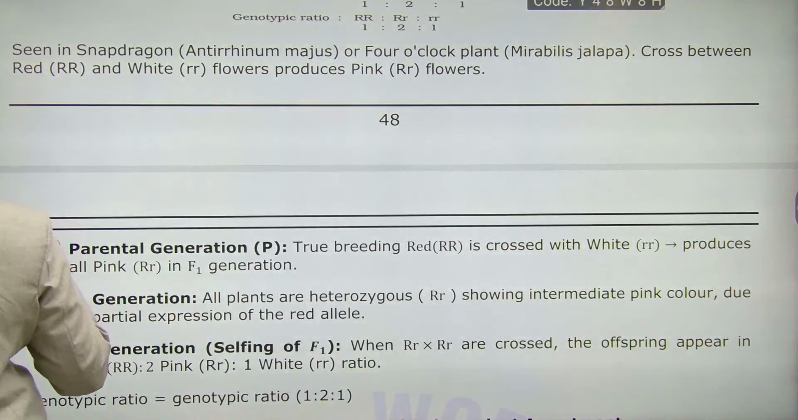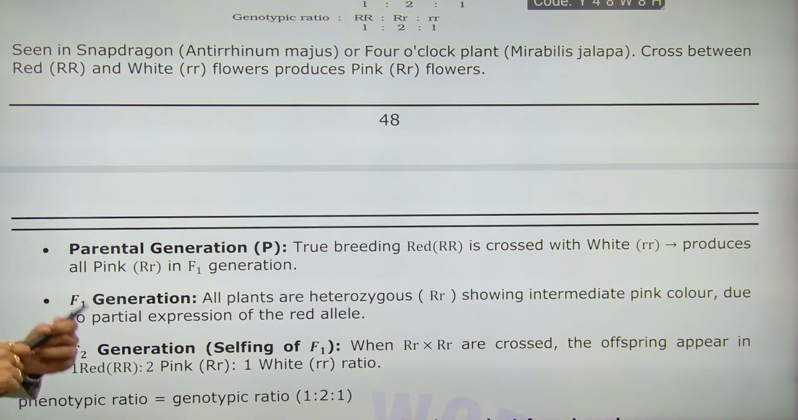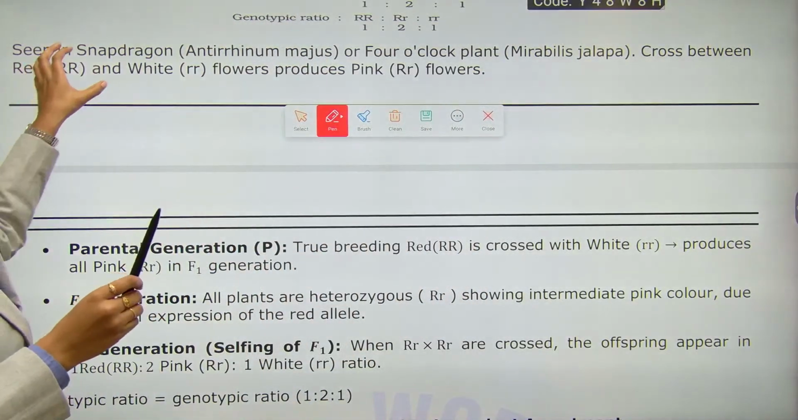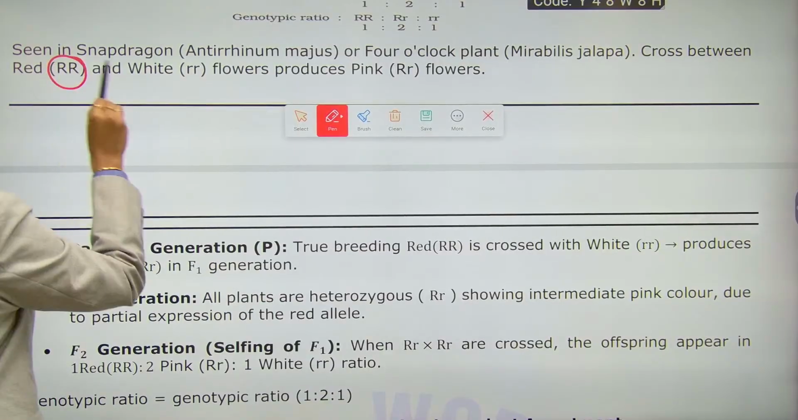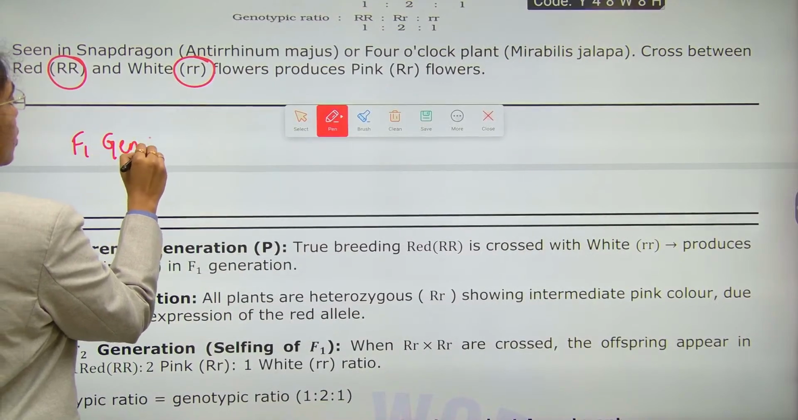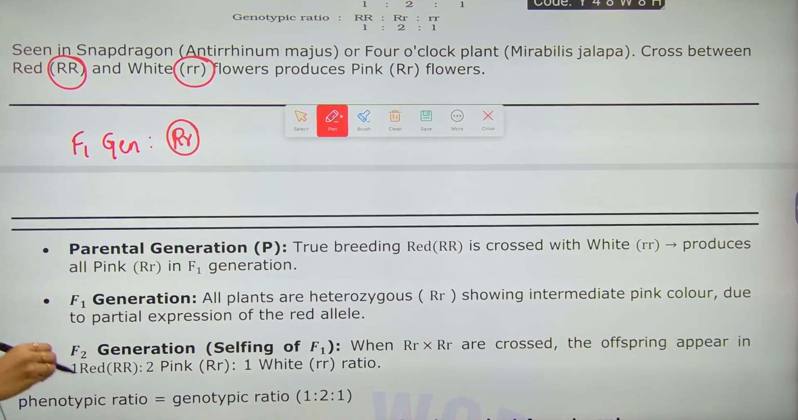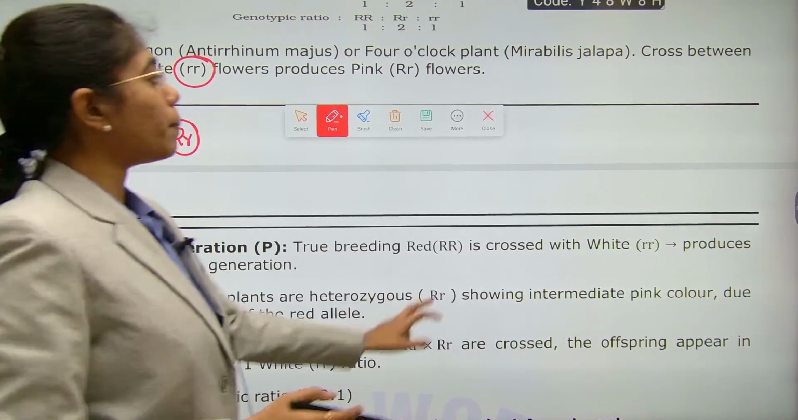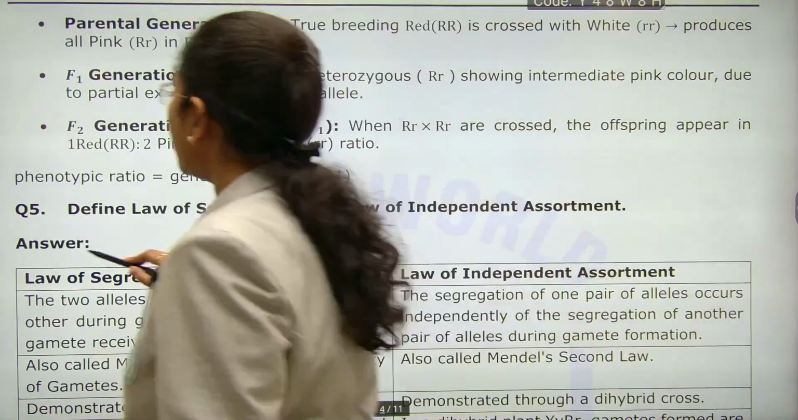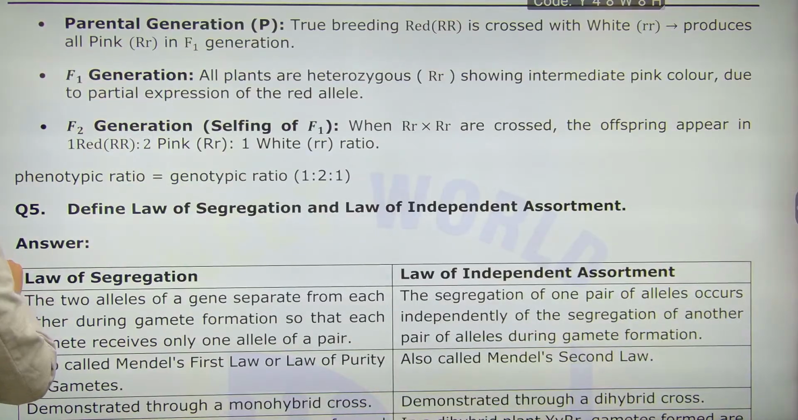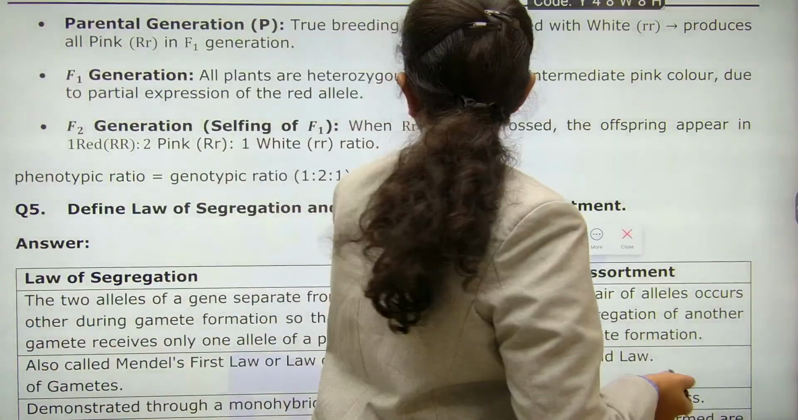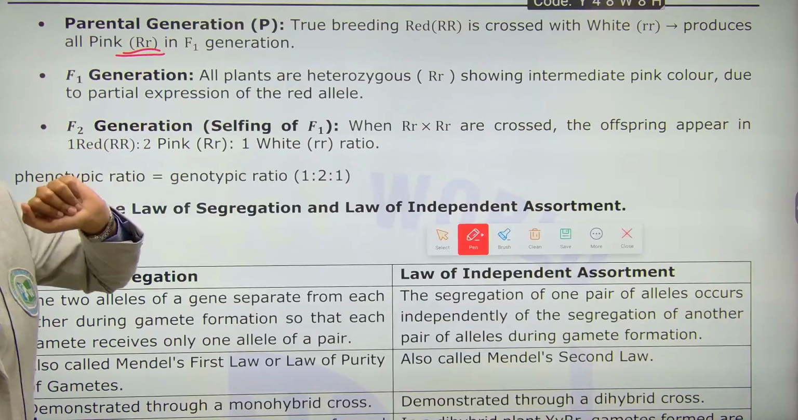Okay. So what is the model organism used to prove incomplete dominance? Flower color in snapdragon or the four o'clock plant, that is Mirabilis jalapa. A cross between red flowers and white flowers, which are homozygous dominant and homozygous recessive, will give you the F1 generation, which is heterozygous dominant. Here, if you see the parental generation, a true breeding dominant trait is crossed with a true breeding recessive trait, which produces pink flowers in the F1 generation.